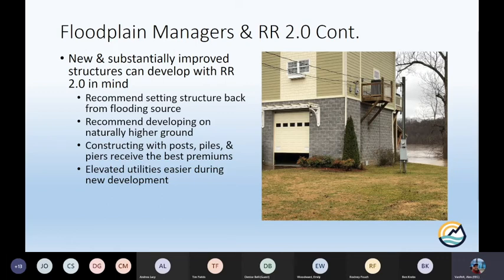Recommending building on naturally higher ground is going to be beneficial because, again, they're going to be looking at your local relative elevation. So, are you above the average elevation in your area, or are you below? The higher ground you build on, the better. That's going to address one of those factors that's going to end up with a cheaper premium. Recommending constructing with post, piles, and piers versus some of the other foundation types. Let them know, hey, what foundation you choose to use is going to affect what you're paying for your flood risk later on.